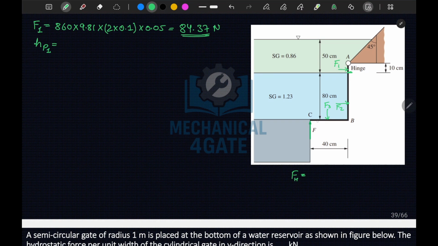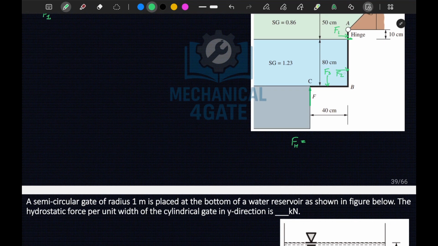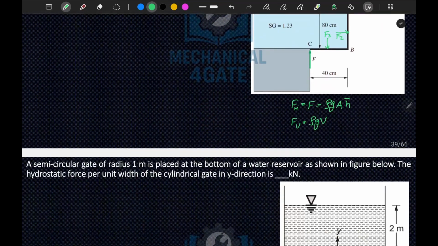And one more thing, here I have mentioned F2 and F3 now. So this ABC can also be assumed as a curved surface, okay. Here we can distribute into horizontal components and vertical components, okay. So FH, in simple flat plates, will be equal to rho G A H bar, okay, and your FV is equal to rho G V, okay. So I will use these formulas only, okay. And now HP is given by H bar plus Ig upon H bar sine square theta, okay.